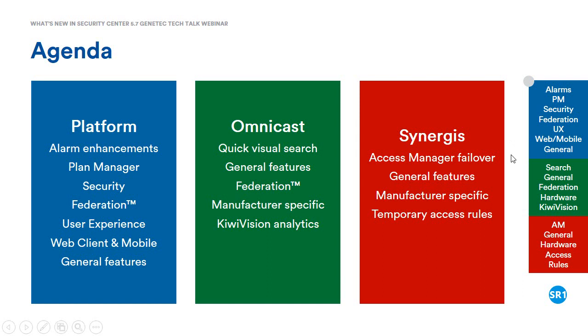We're just going to take a look at everything, starting with the failover for the Access Manager. Now, this is something that previously seemed to exist, but it's 100% now. So we've included that as a what's new in 5.7, and we'll take a look at that a little bit later. Again, some general features for Synergis. And then some things that have changed in terms of manufacturers and supported units, things like that. And then finally, we're going to take a look at a really nice new feature on the access control side, which is temporary access rules.